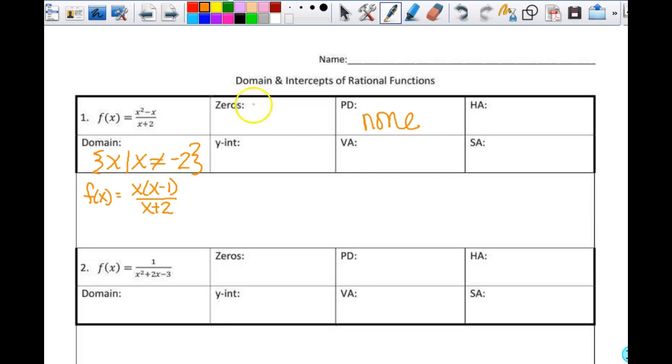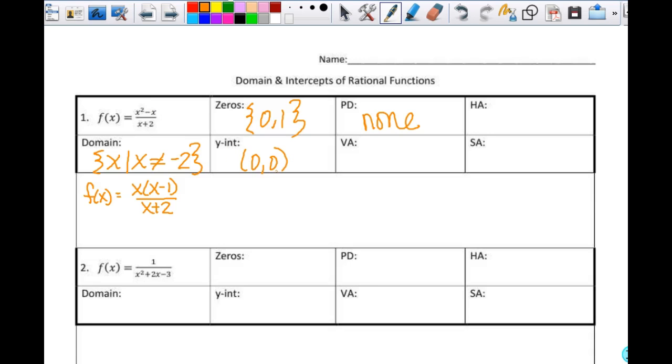Then my zeros, that's in set notation. What are my zeros? 0 and 1. I'm getting those from the numerator, right? Whatever would make those 0. Then my y-intercept, this one's probably a little bit easier to look at in that form instead of this form. If I substitute in 0 for everything, what does the numerator become? 0. If the numerator is 0, does it matter what's happening with the denominator? Nope. So my y-intercept is 0, 0.